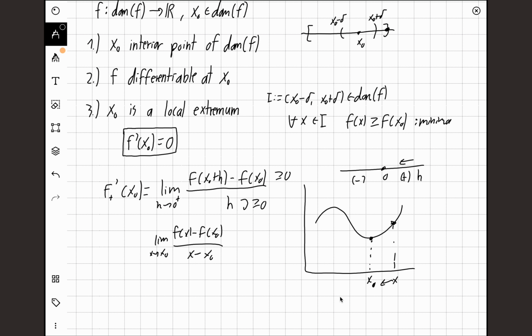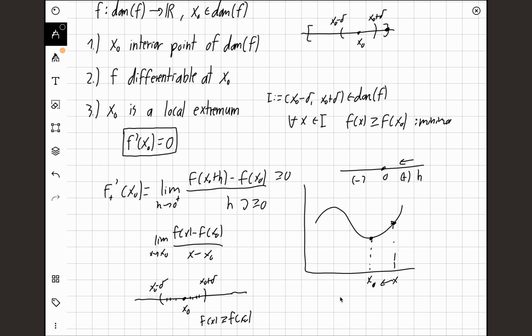And why? Well, because we said that x0 is a local minimum, we know that there exists an interval. We have our x0 over here, and we know that there exists an interval (x0 minus delta, x0 plus delta) such that for any x over here, our function f of x will be greater than or equal to f of x0.